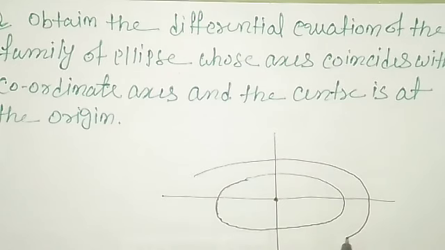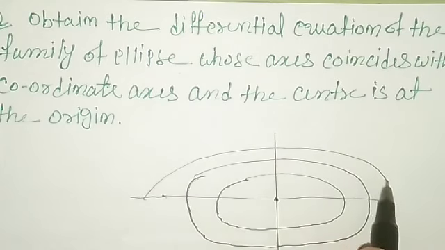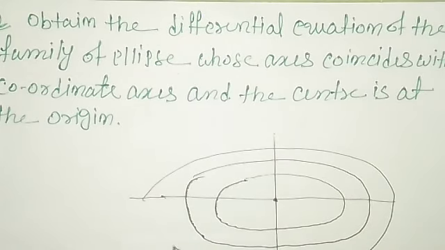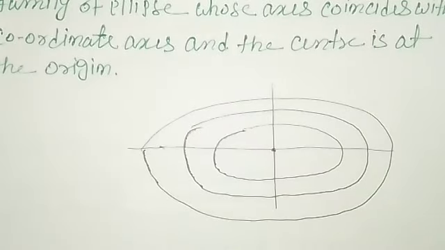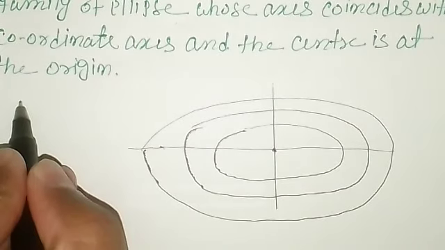So this is how we will get the family of ellipse, right? These are the family of ellipse. One more we can draw. This is the ellipse we get. So now we can say the equation of the family of ellipse whose axis coincides with the axis of coordinate and the center is at the origin is like this. So here we have a solution.